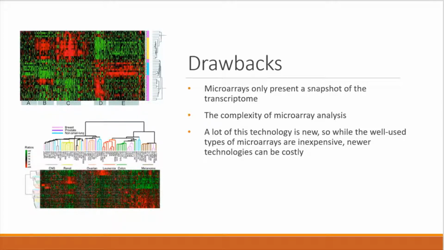And then it's pretty complex. It makes it difficult to obtain meaningful data with real biological significance without clearly defined goals or clearly defined targets. And a lot of this technology is new. So while the well-used technologies like microarrays are pretty cheap, the newer ones can be really costly, like those obscure sounding ones that I showed you there at the end.